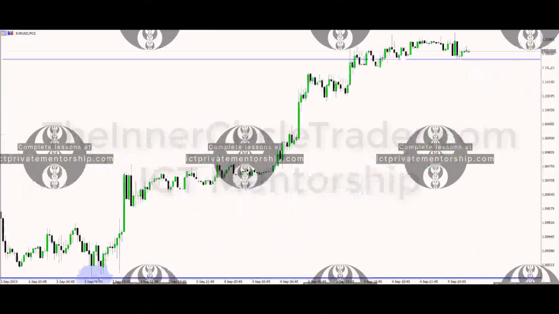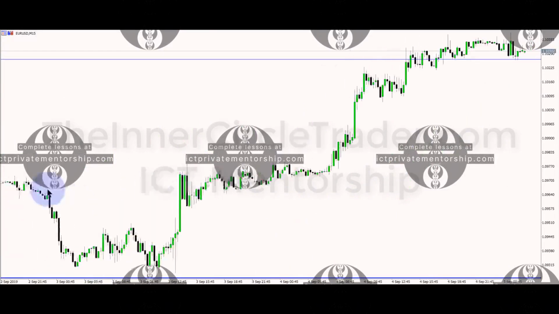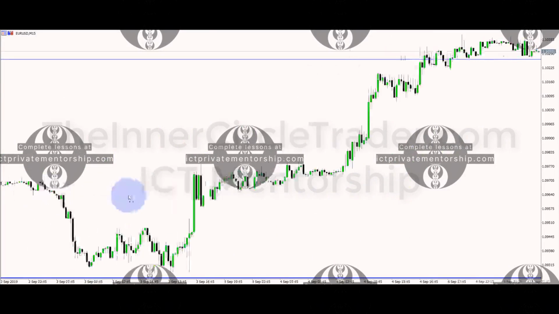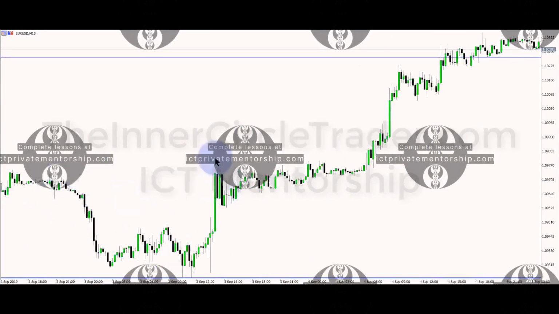So we have a smart money reversal here, and then from that point on we want to see up close candles over here, up close candles being smashed through.